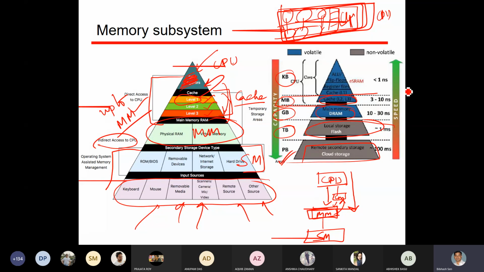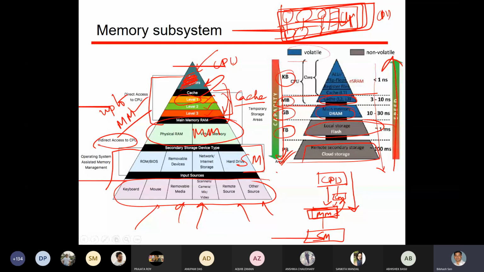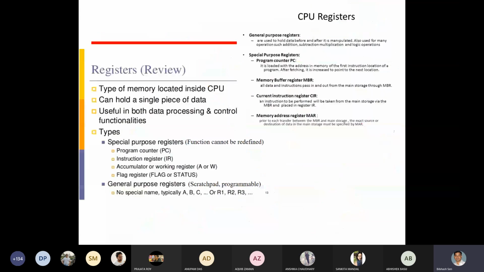So in this architecture, the speed is increasing in this direction. That means when you go this way, the speed is decreasing. And when you go this way, capacity is increasing, but speed is decreasing. Also notice that some memories are volatile. Which memories are volatile? You will find that most of the memory up to primary memory is volatile, but the rest of the memories are non-volatile. So that is the overview of the memory part.